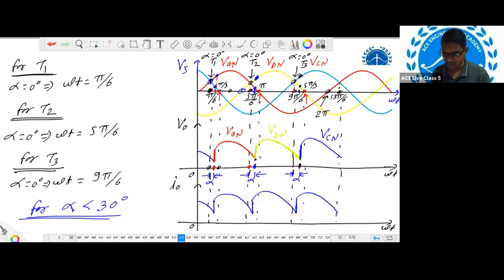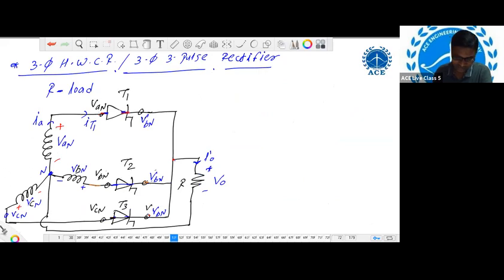Similarly, you can check once T3 turns on, thyristor T2 will turn off. How will it turn off? The same thing we discussed earlier. When T3 turns on, the voltage here is VCN, here is VCN, here is VCN. As soon as T3 turns on, T2 will turn off, because VCN will be greater than VBN.